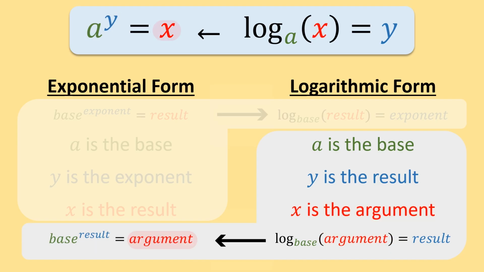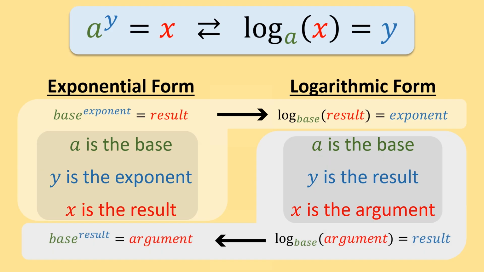When we go in either direction, the terms of the initial forms may be slightly different, but the mapping between the two forms stays exactly the same. Let's talk through two examples, one for each direction.